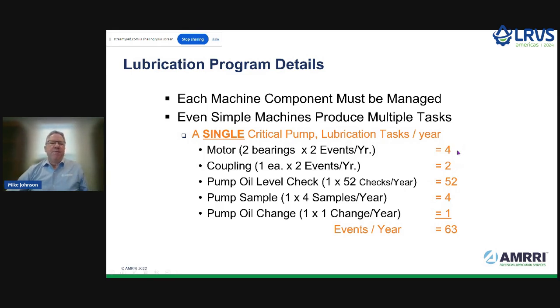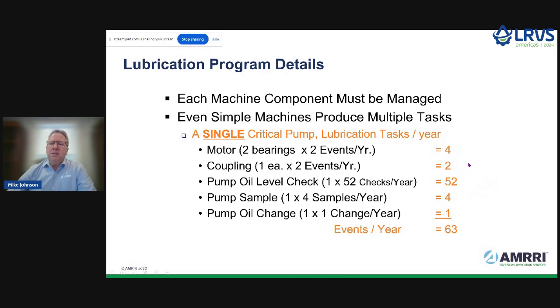So we have 4 visits typically to lubricate the motor over the year, 2 visits to address the coupling, 52 visits for a level check, unless we're using automation to control levels. Maybe if it's an important enough pump and we're doing sampling, maybe 4 visits to do samples and 1 visit hypothetically to do an oil change. We could conceivably measure 63 visits by a technician.